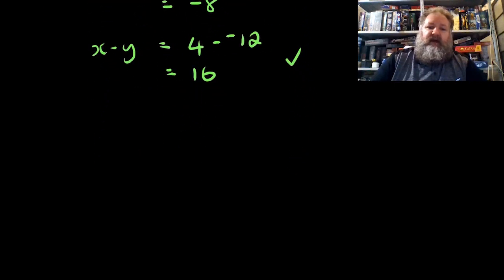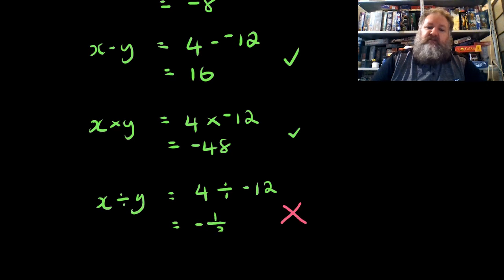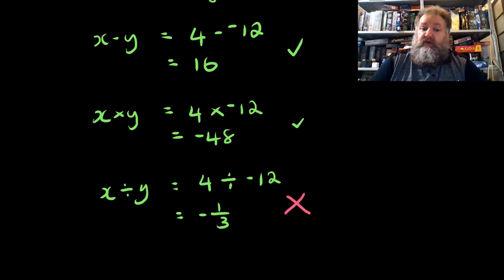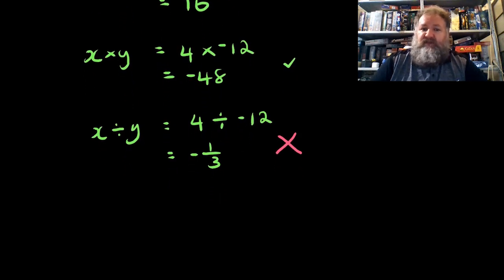What about x multiplied by y? Well, 4 times negative 12 gives us negative 48. Is negative 48 an integer? Yes, it is, so closure law applies. And what about the example of x divided by y? Well, 4 divided by negative 12, our answer is negative 1/3. Now, 1/3 is not a whole number. It's not an integer. So therefore, this particular version of our operation does not give us an answer that the closure law applies to.